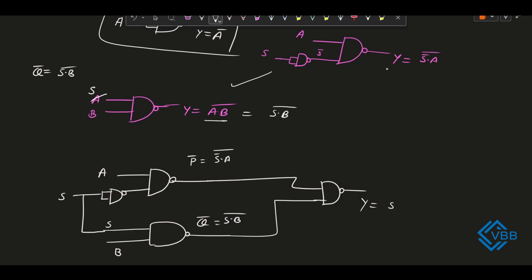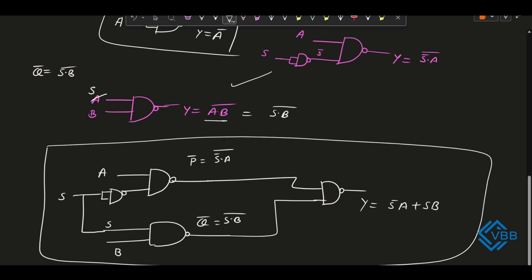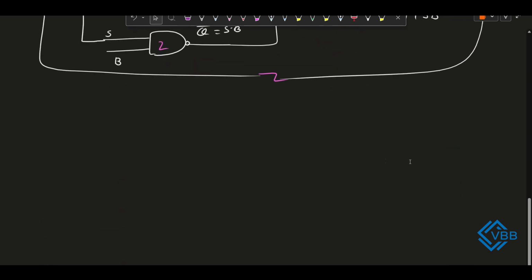So what is the output here? We will get S complement into A plus S into B. Okay, so that's all we are implementing here. So how many NAND gates are required, if there is a question in an interview or any test? How many NAND gates are required to implement the 2:1 MUX? Then we can simply write the output as 4. Four NAND gates are required to implement the 2:1 MUX. Okay. Now let's move towards the next question.